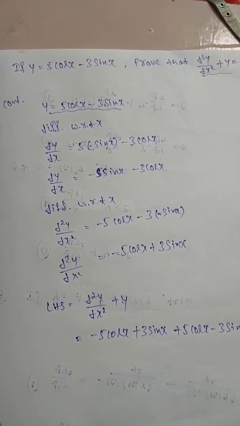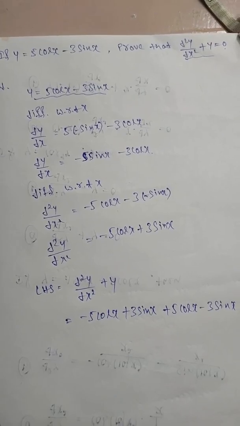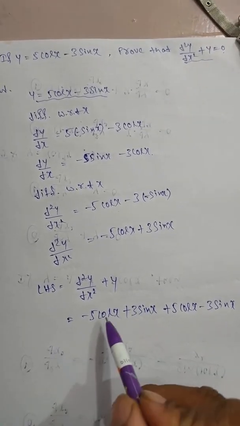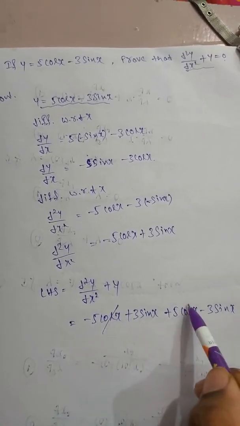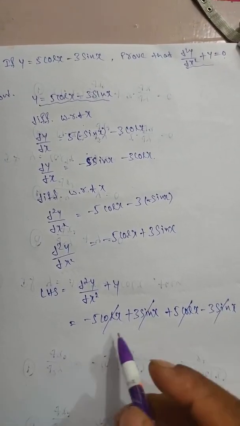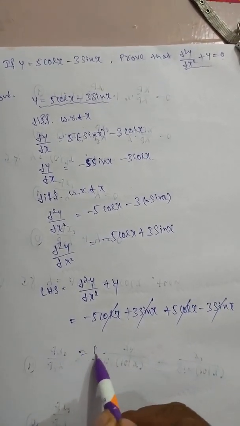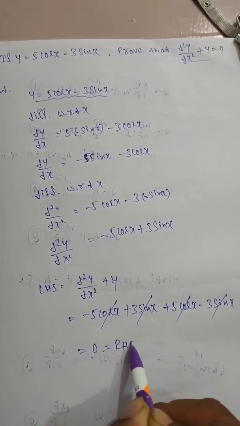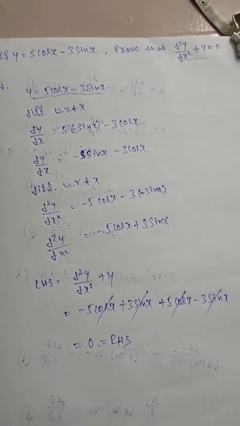Now let me cancel the terms. Here minus 5 cos x plus 5 cos x cancel. Plus 3 sin x minus 3 sin x cancel. So we are left with only 0. So this is equal to the RHS. So this is the problem.